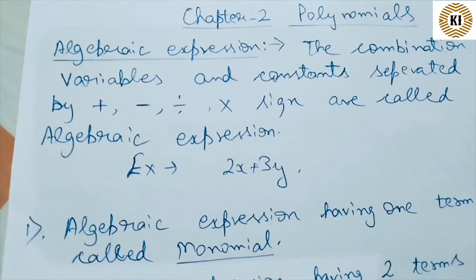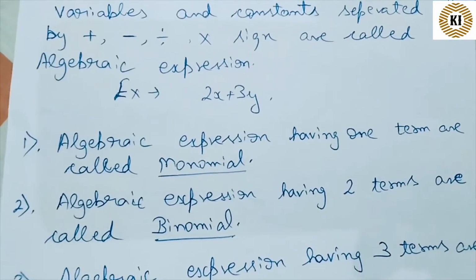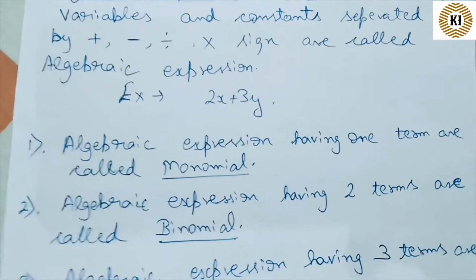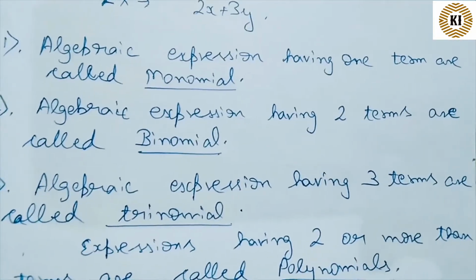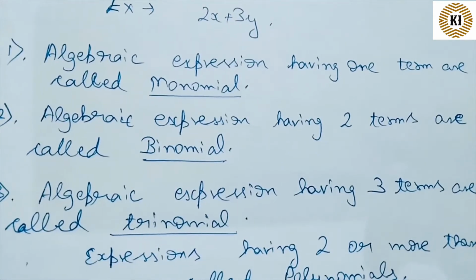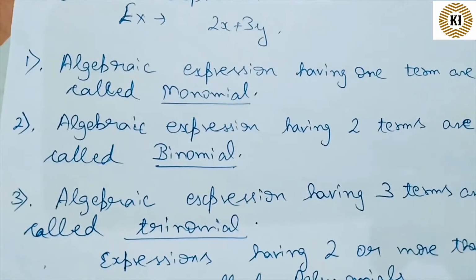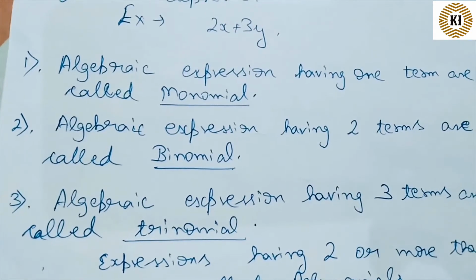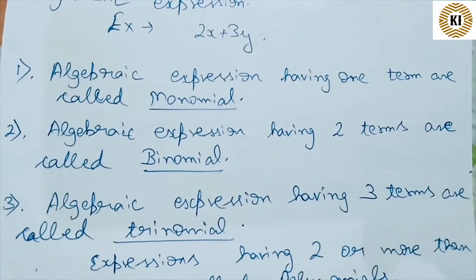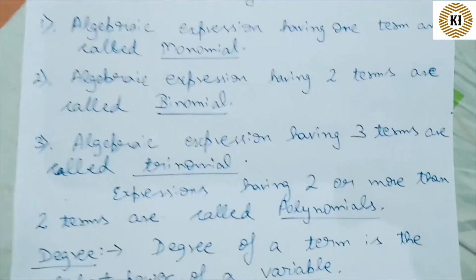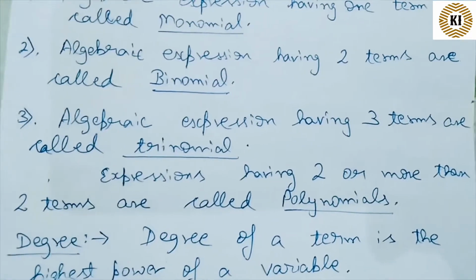Now algebraic expression has some terms. When they have a single term, they are monomial. If they have two terms, binomial. If they have three terms, that is trinomial. So suppose 2x, so 2x will be termed as only one term, so it is a monomial. 2x plus 3y having two terms, so it is a binomial. 2x plus 3y plus 4z having three terms, so it is a trinomial. And algebraic expression having two or more than two terms are known as polynomials.